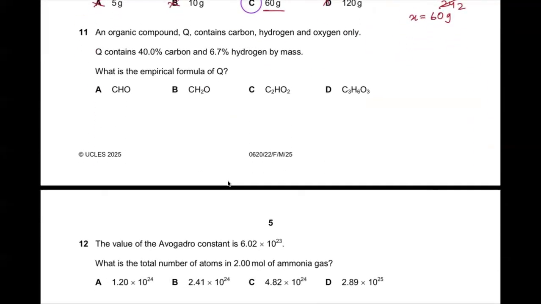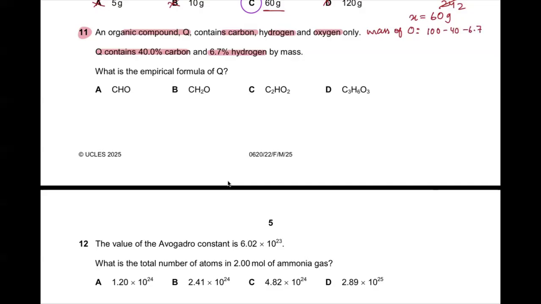Okay. Now, question number 11. An organic compound Q contains carbon, hydrogen, and oxygen only. Q contains 40.3% carbon, 6.7% hydrogen. What is the empirical formula of Q? Okay. So first we have to calculate the mass of oxygen. So the mass of oxygen is 100 minus 40 minus 6.7.